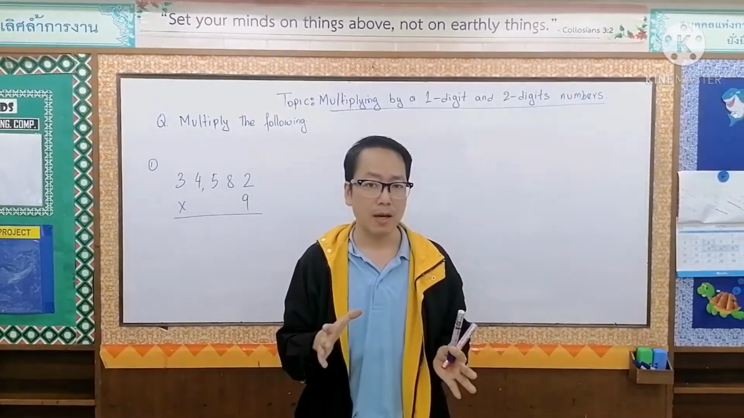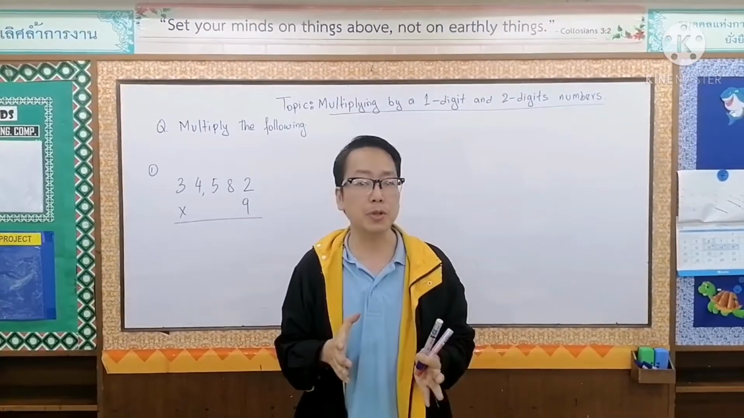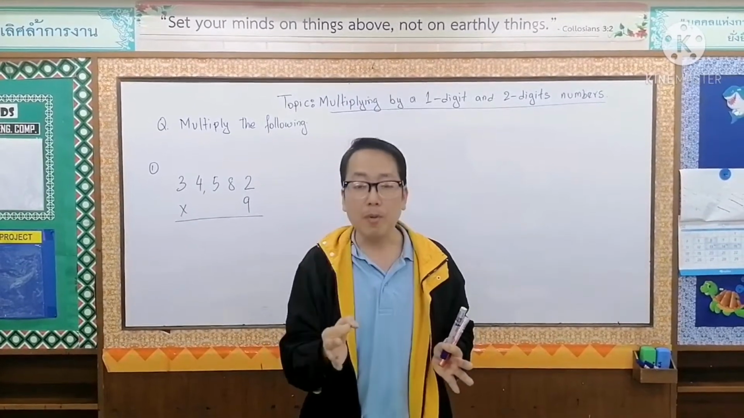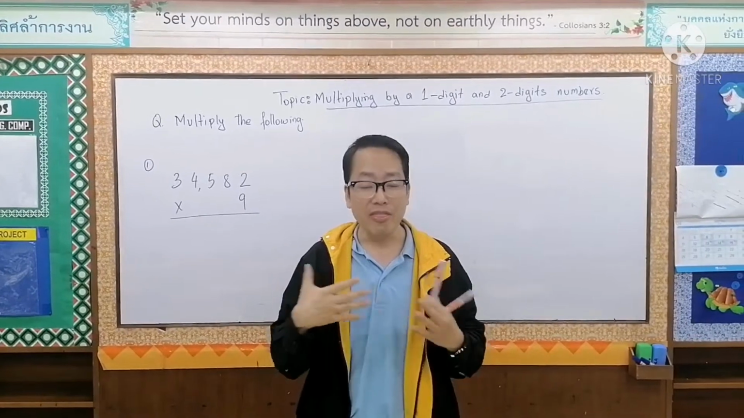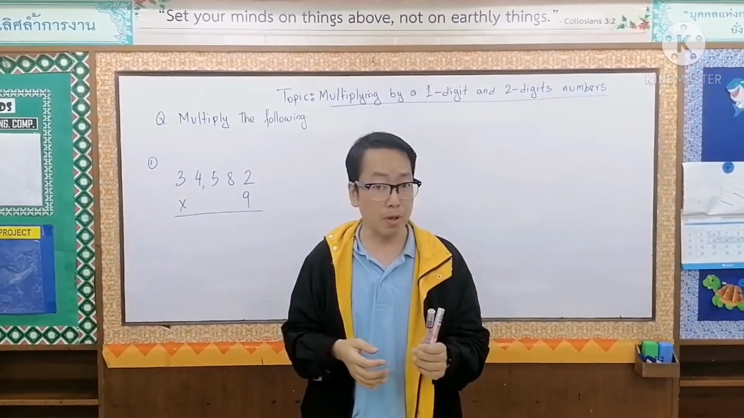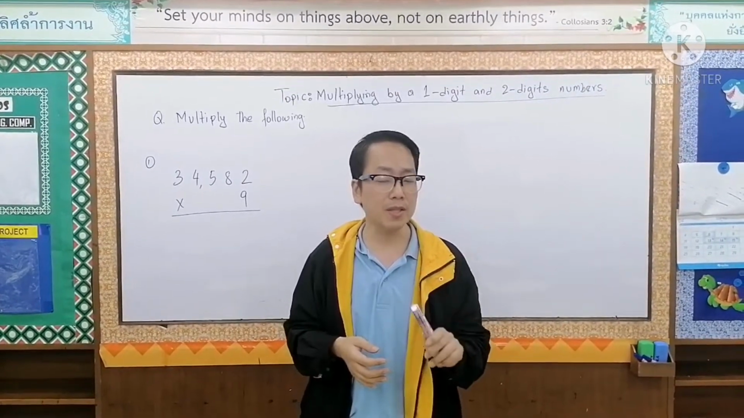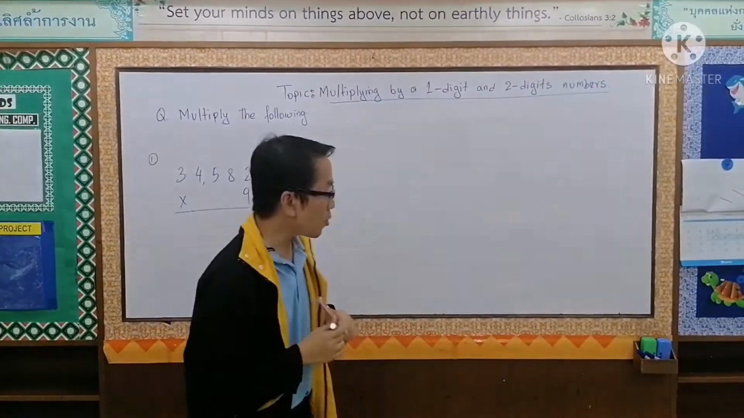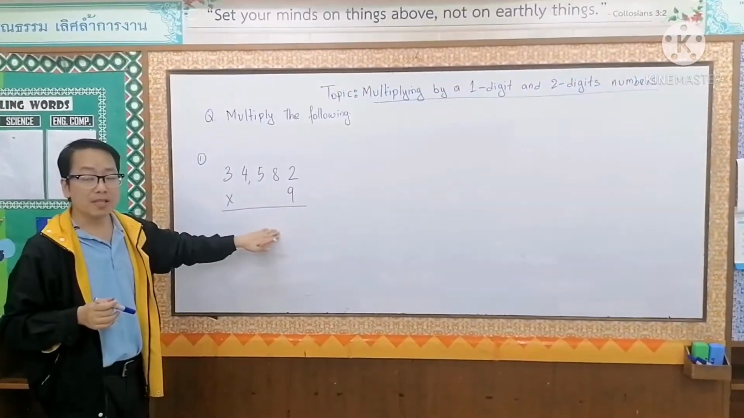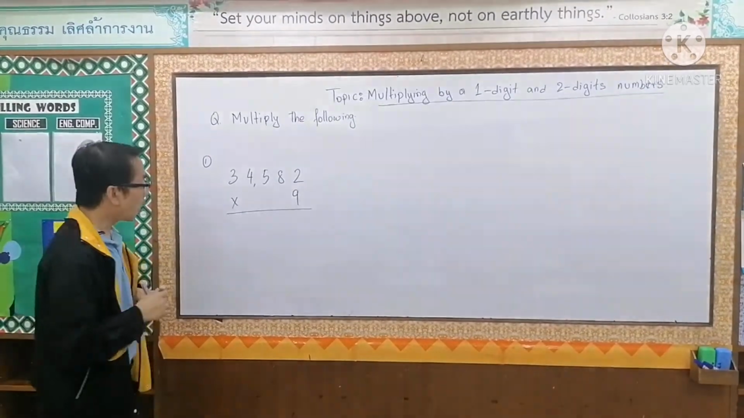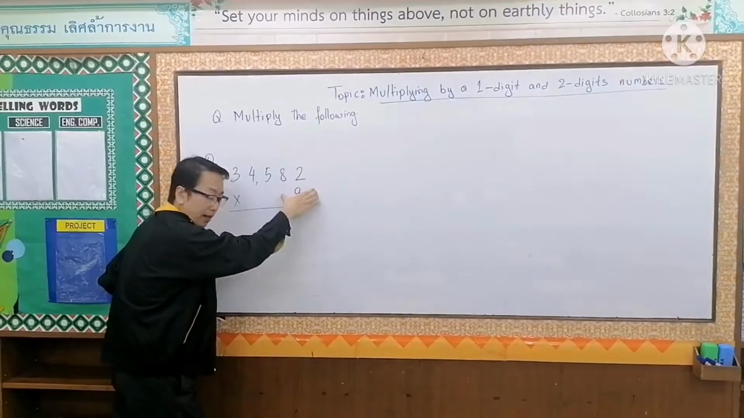So please, I'm reminding everyone, go back and learn how to memorize the multiplication table, because it's going to be easier for you to multiply numbers using one-digit, two-digit, or three-digit numbers. We have our question on the board using just a one-digit number. Now remember, you should know the multiplication table of 9.